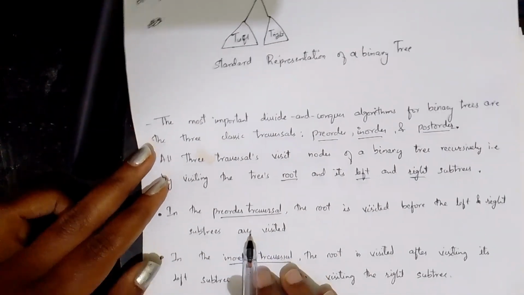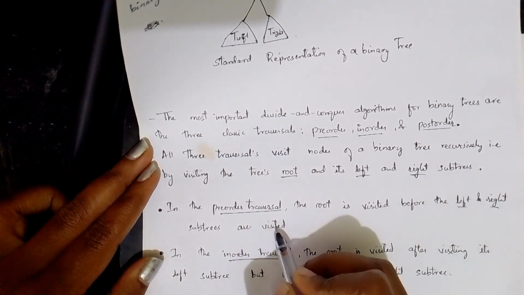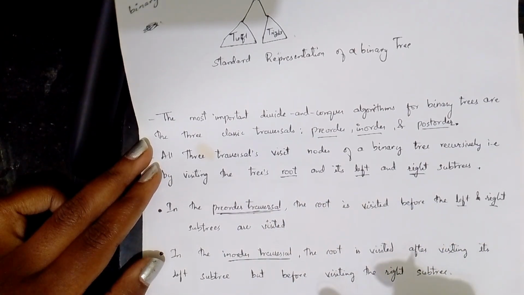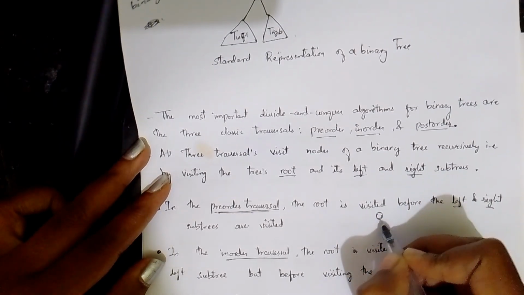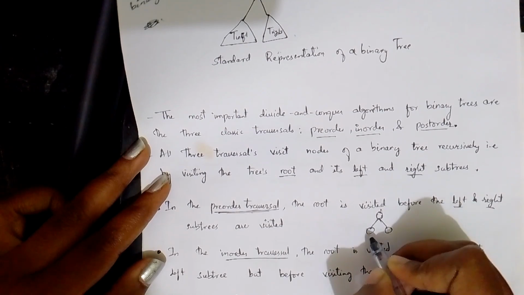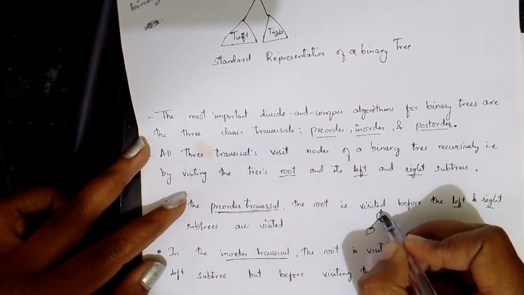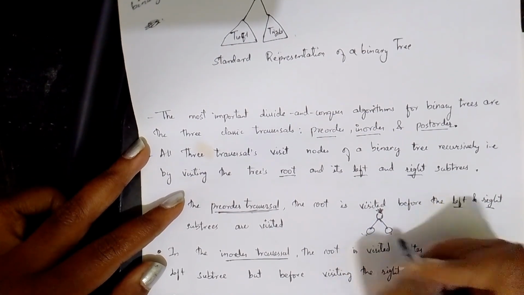In preorder, the root is visited before the left and right subtrees are visited. For example, if we have this node, this is our root, and we have two subtrees. This is our left and this is our right subtree. First, in preorder, it will visit the root node, and after that it will visit left and right.